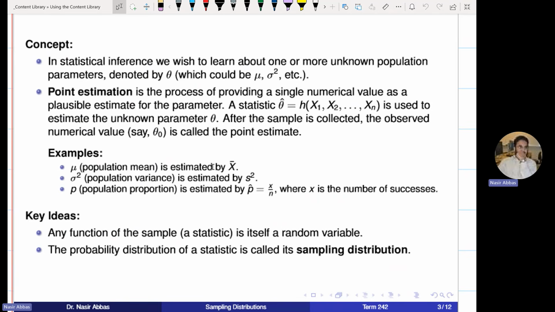So for every unknown parameter theta, there is an estimator called theta hat. So this theta hat is called the point estimate for the unknown parameter theta. A point estimation is the process of providing a single numerical value as an estimate to that parameter. We denote it by theta hat. It's computed from the sample, so obviously it's a function of the sample. And this final value is called the point estimate. For example, if you get X bar to be 10.7, this 10.7 is the point estimate for what? For the unknown population mean.